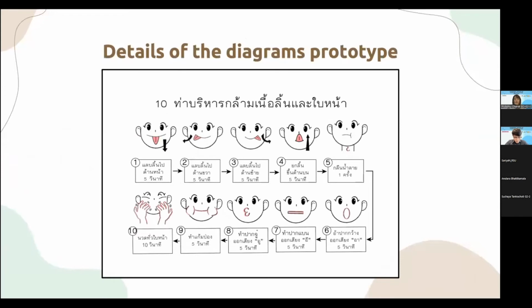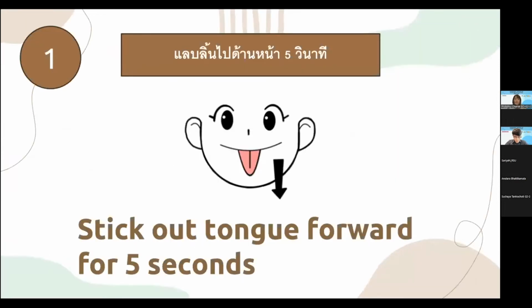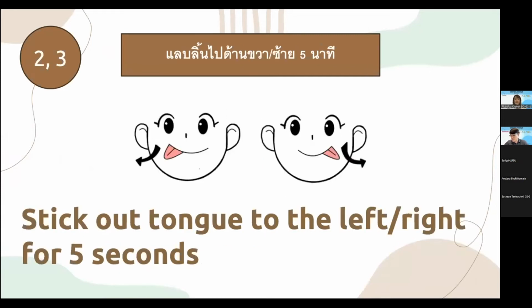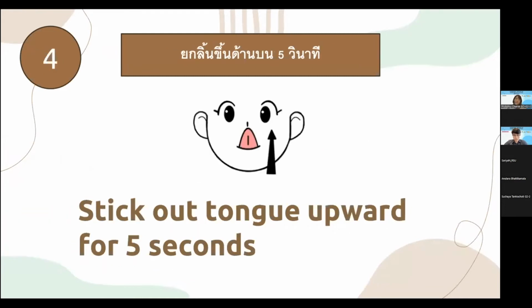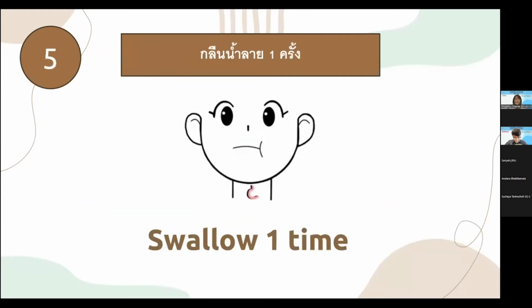Here are examples from 10 steps of our oral exercise diagram prototype. Step 1, stick out tongue forward for 5 seconds. Step 2 and 3, stick out tongue to the left for 5 seconds and stick out tongue to the right for 5 seconds. Step 4, stick out tongue upward for 5 seconds. Step 5, swallow 1 time.